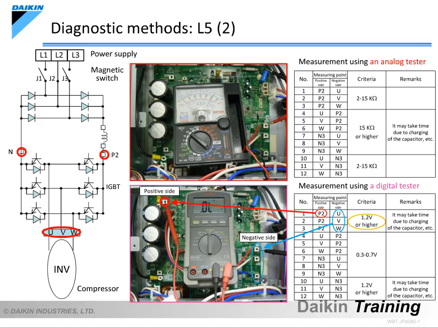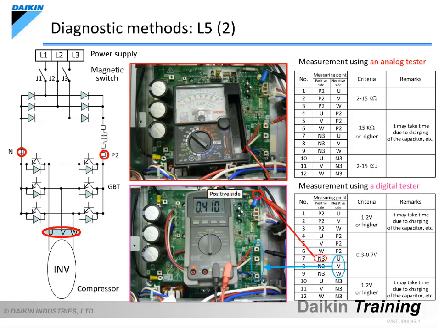If the measured values are within the criteria range, there is no problem. Next, while placing the negative probe on the P2 terminal, place the positive probe on the U, V, and W terminals to measure the voltage and determine if it is OK. Then, while placing the positive probe on the N terminal, place the negative probe on the U, V, and W terminals to measure the voltage and determine if it is OK.